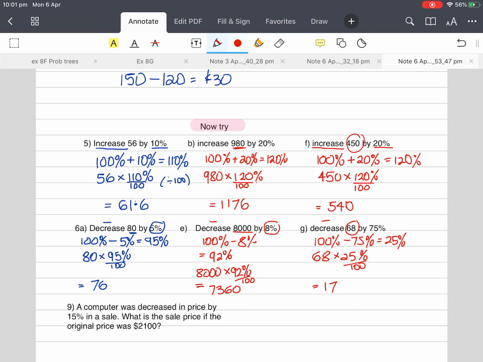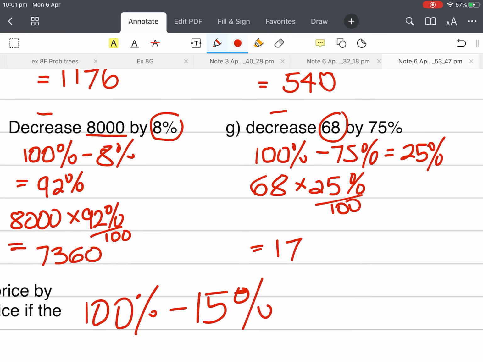It was decreased in price, and I want to know what the sale price is if the original price was 2,100. Alright, let's do the same thing we've been doing. So we're decreasing, so we're subtracting. So let's do 100% minus 15. And 100 minus 15 gives me 85%.